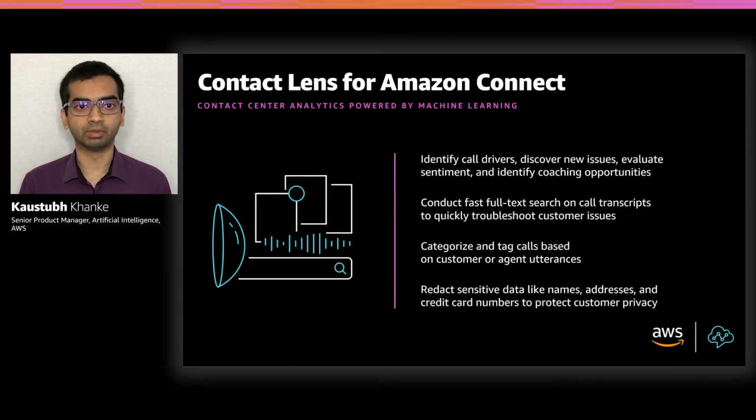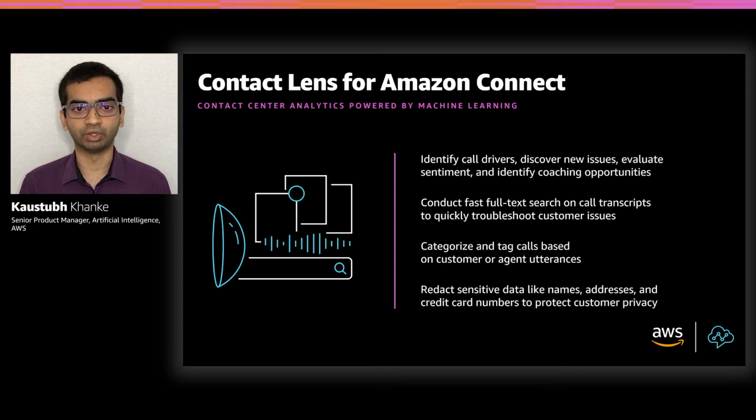In 2019, we announced Contact Lens for Amazon Connect during re:Invent. Contact Lens is a set of machine learning capabilities that enables businesses to analyze customer conversations. Using Contact Lens, you can identify call drivers, discover new issues, evaluate sentiment, and identify agent coaching opportunities. With Contact Lens, you can conduct fast full-text search on the call transcripts to troubleshoot customer issues. You can search for contacts based on certain keywords, sentiment scores, and other call characteristics such as non-talk time.